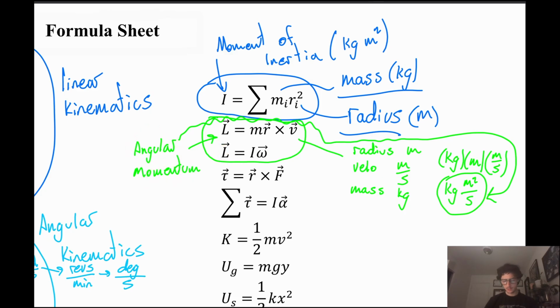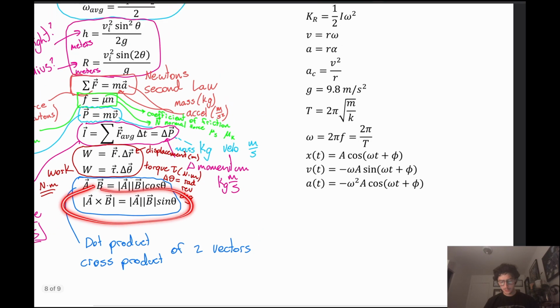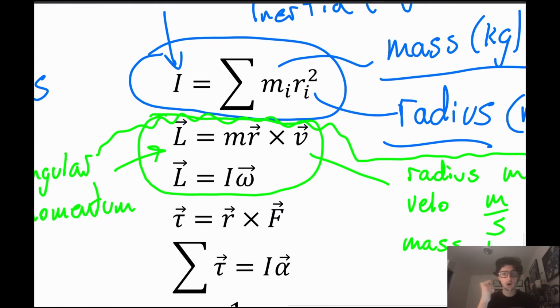It is a vector. By the way, remember how I told you a vector has a magnitude and direction? This will help you find the magnitude, right? But the direction, because this is a vector, can be found with the cross product. So check this out. We have R. R points this way, for example. V points this way, for example. That means the angular momentum points this way.